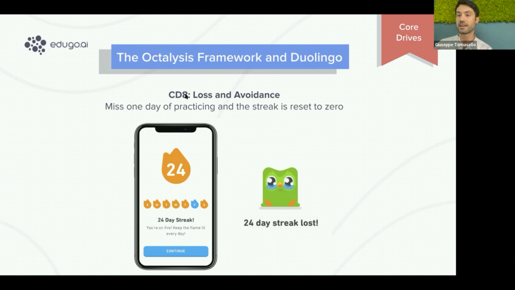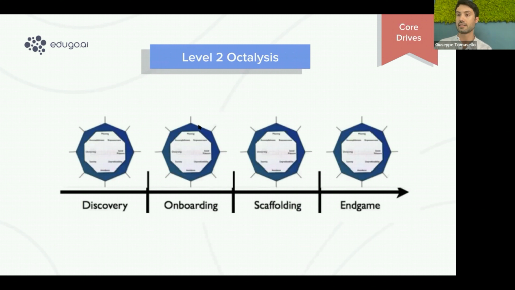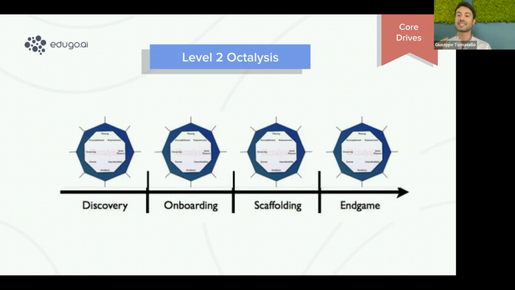Okay, so we have now analyzed the Duolingo case study. Let's now analyze what we call level 2 Octalysis. Now that we have an understanding of how one single gamification element works, let's put these gamification elements in what's called a user journey. Your student, going through your learning experience, will go through different stages.